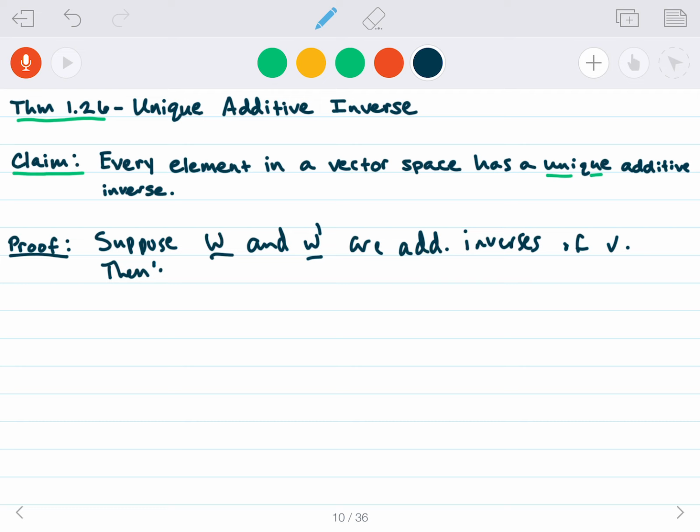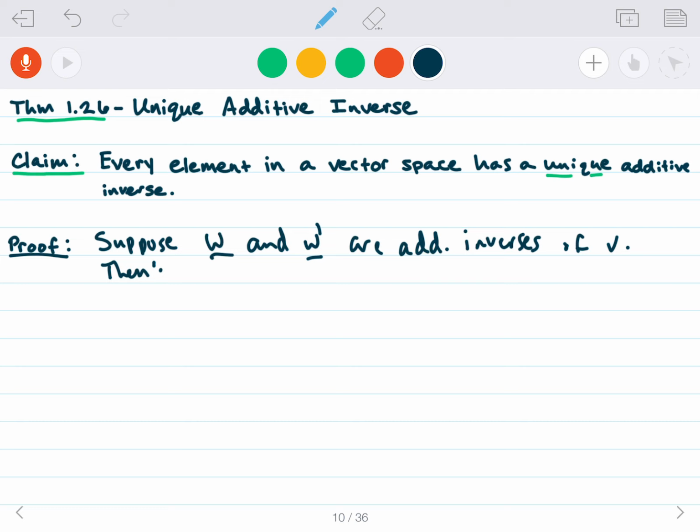And again, you can think back to the real numbers. That always helps me to ground myself in more abstract settings. So think of the real numbers, -2 and 2, -4 and 4. Those are additive inverses of each other. And there's only one, right? There's only one additive inverse.